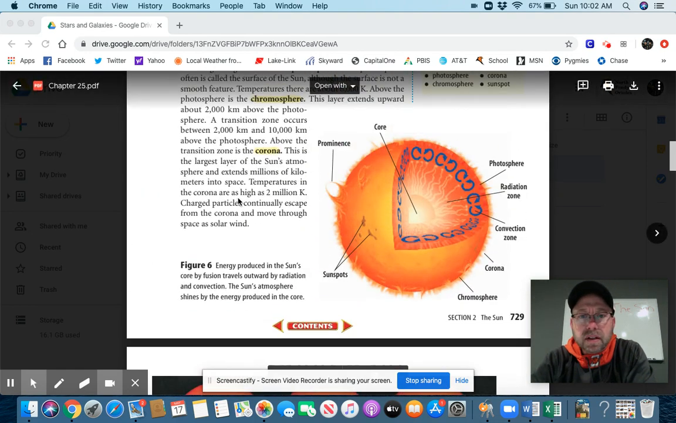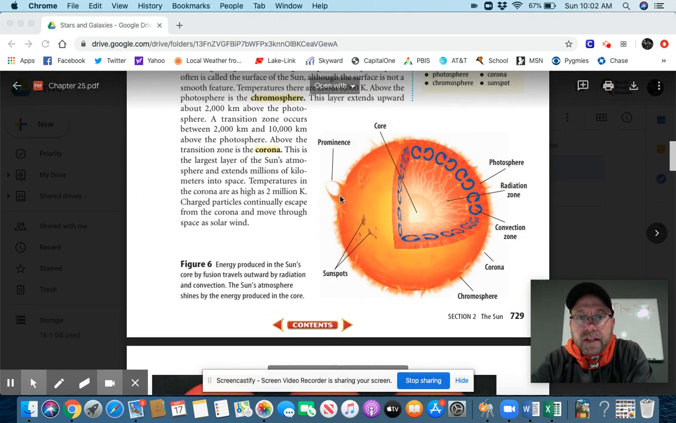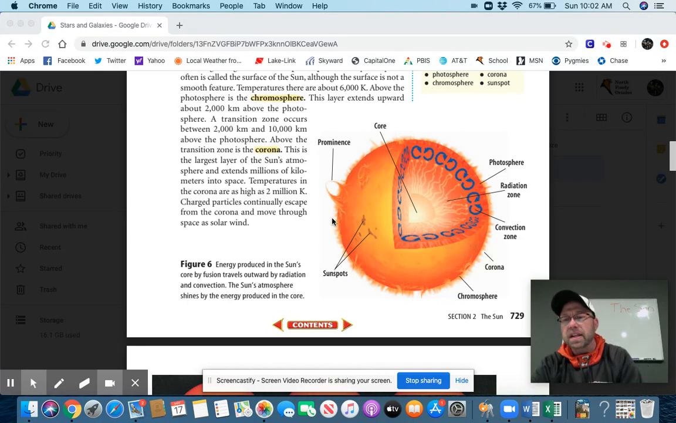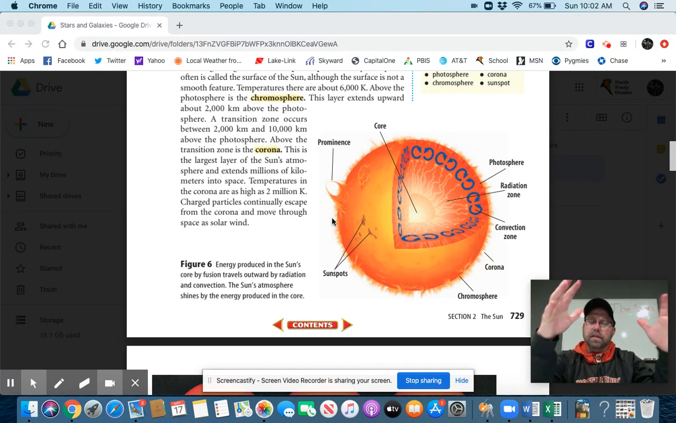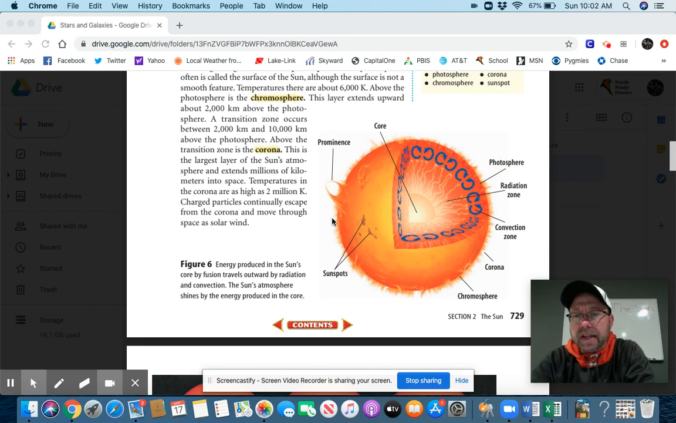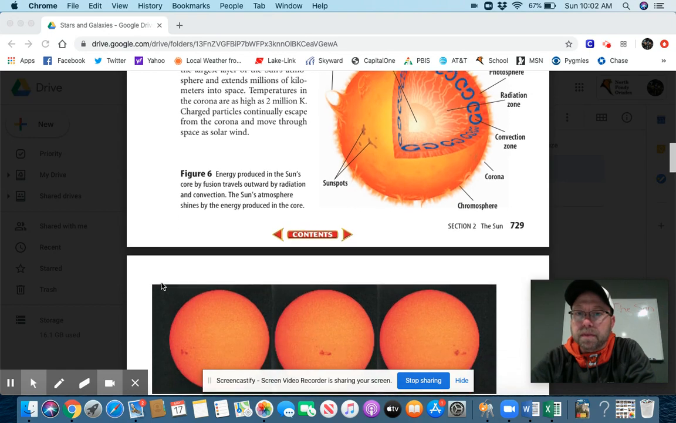I'll try to look up here. Let's see, prominence right here. Almost think like an explosion of superheated gas headed out into space very, very rapidly. That would be an example of a prominence.